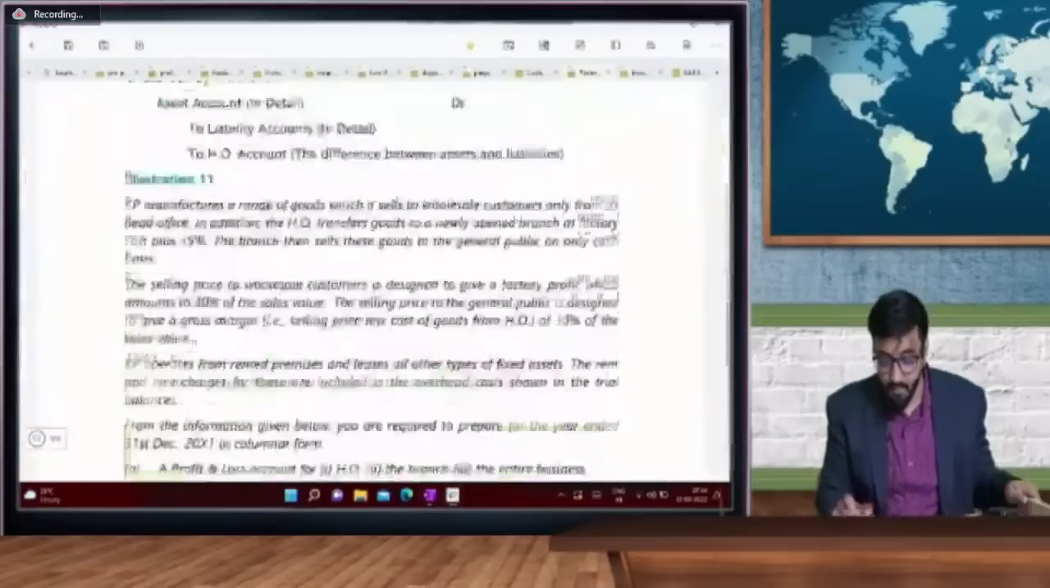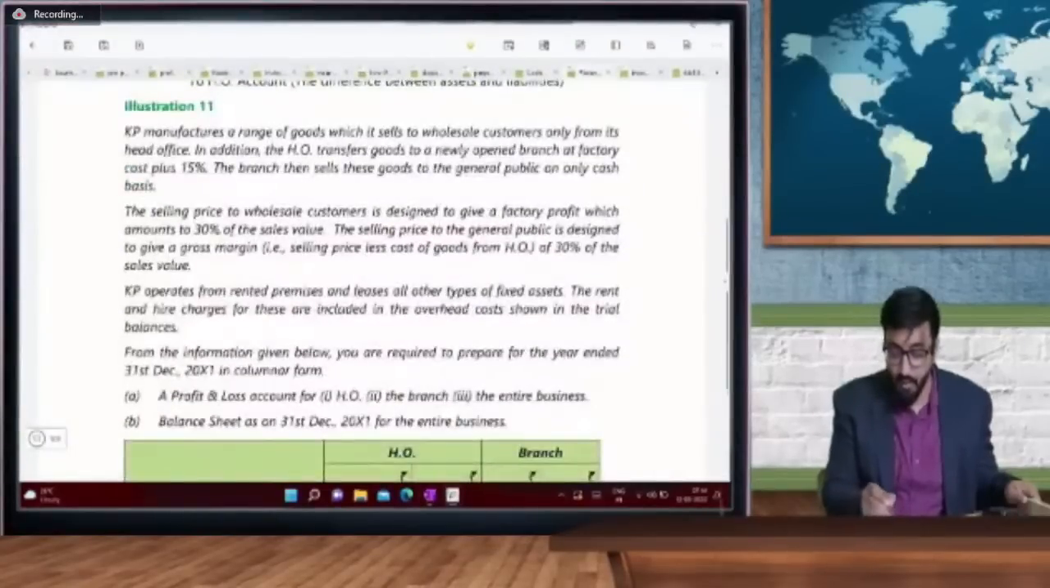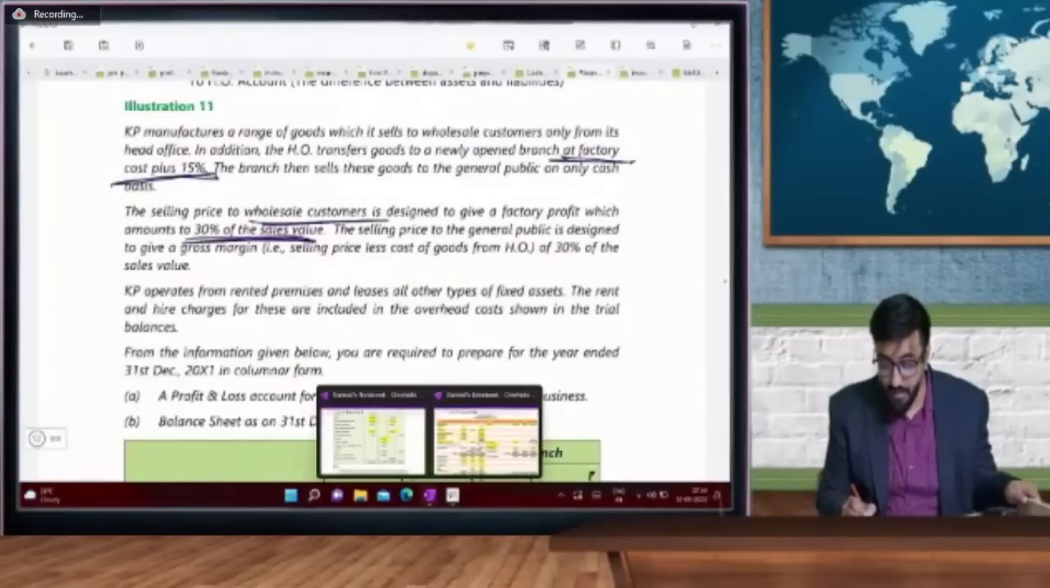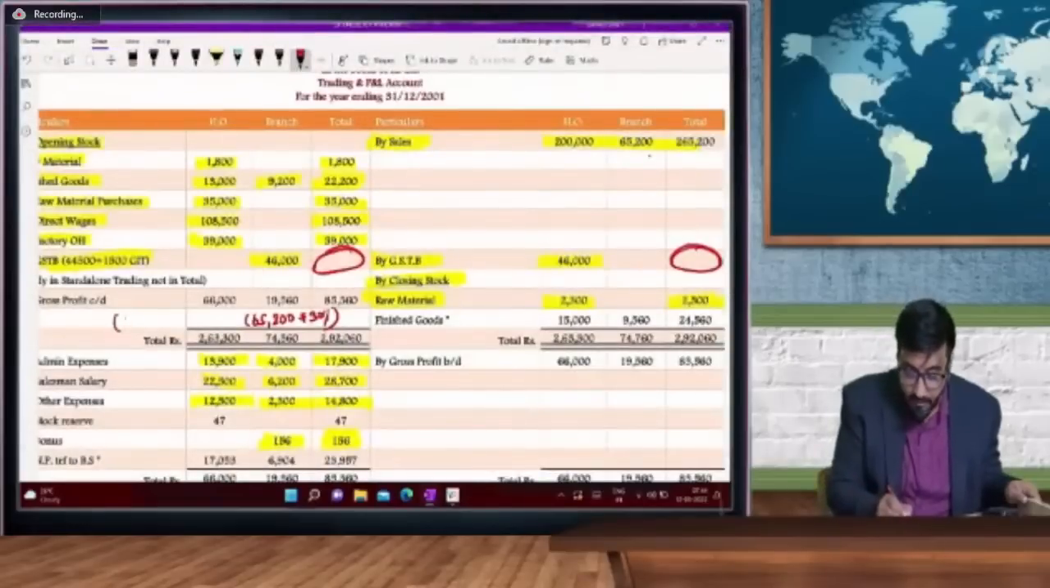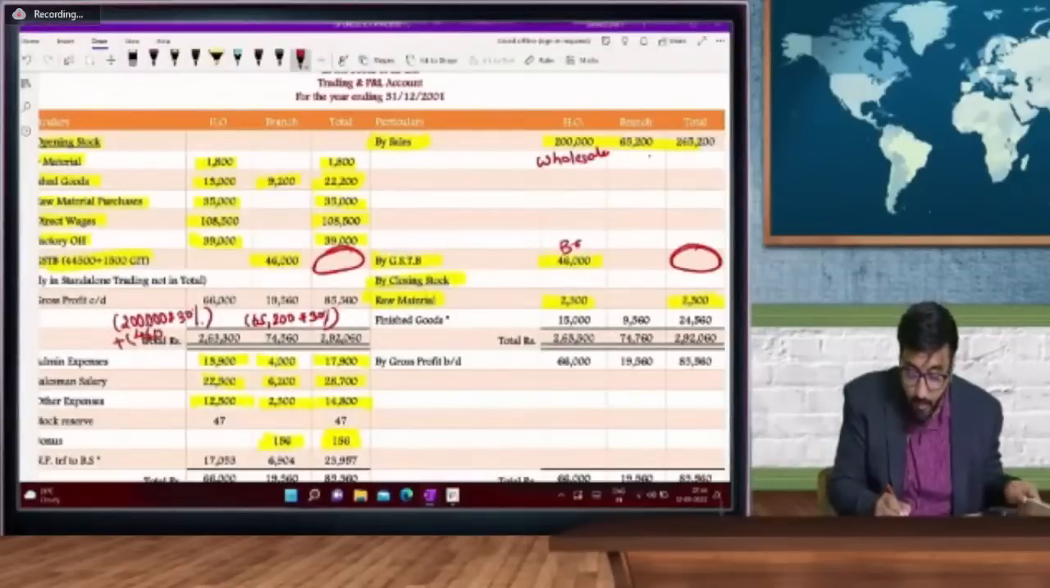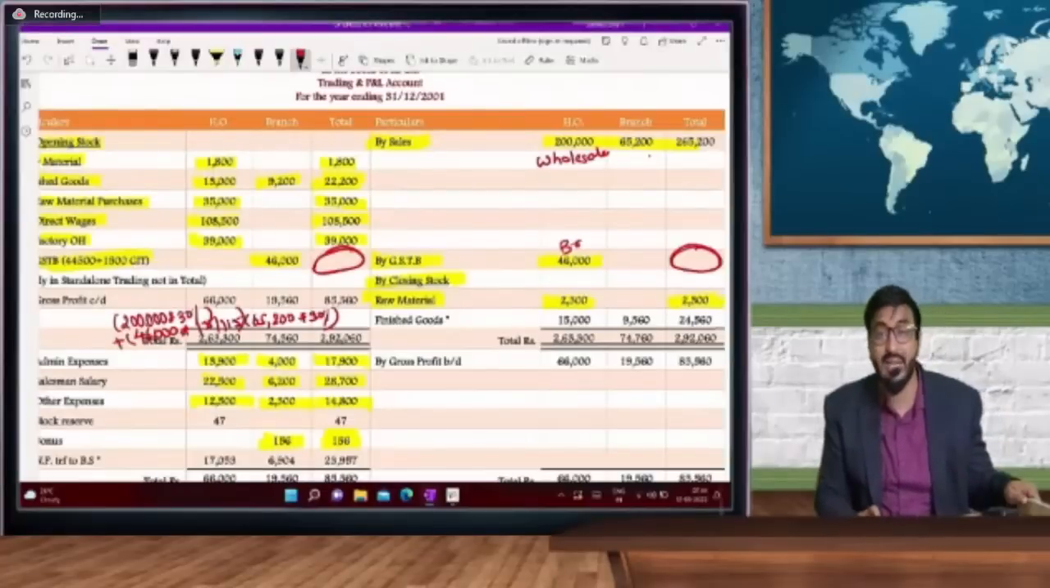GP. So first paragraph is very important. Wholesale customer, we are selling goods at 30%, and for branch, we are sending it at 15%. So our GP is 2 lakhs into 30%, because this is to wholesale customer, and this is to branch. So on branch profit, we are earning 46,000 into 15 upon 115, because it's not on sales, it's on cost.